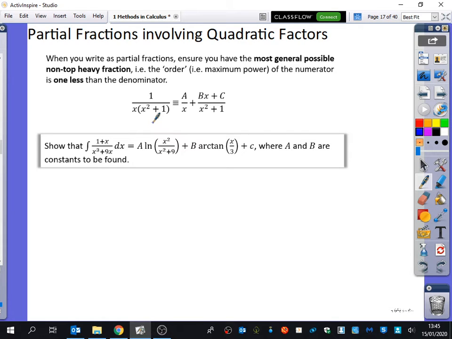So here, when you split it up, your instinct might have been to say, well, let's have a over x plus b over x squared plus 1. But this numerator bit here is not general enough because it might not be a constant on the top. It might be an x term, but it might not be just an x term. There might also be a constant term that you have there as well. So you always need to make sure that when you break it down, you make it as general as absolutely possible that you can have for this, okay?